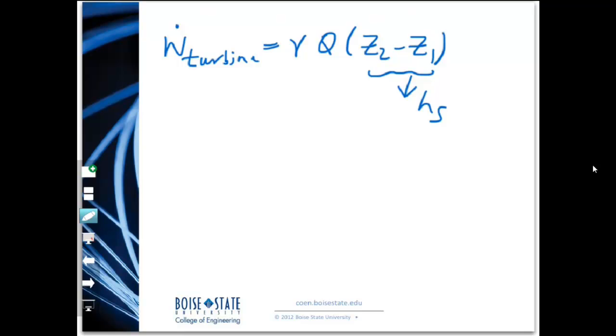Z2 minus Z1. In this case, Z2 minus Z1 is negative, as we talked about, and the reason it will be negative is that your W dot turbine will be negative, since your power is going out, so the convention minus sign is basically associated with that. Okay, and if you make sure about the units and convert this 8 million gallons per minute into cubic feet per second, right?